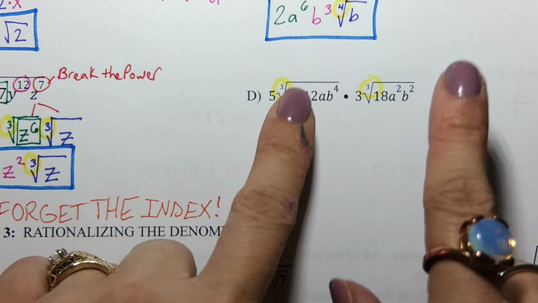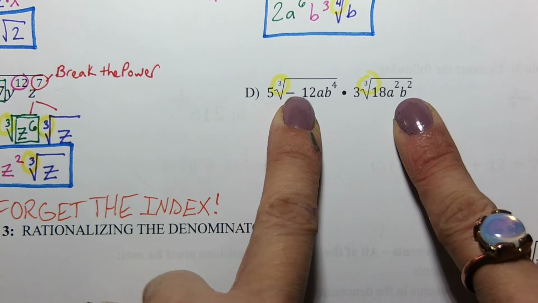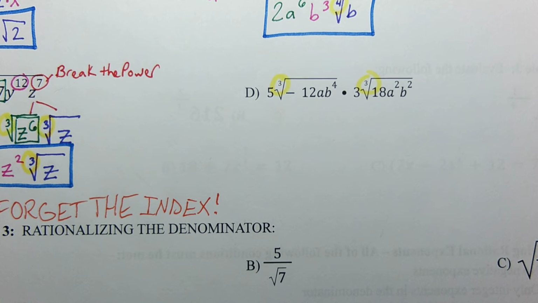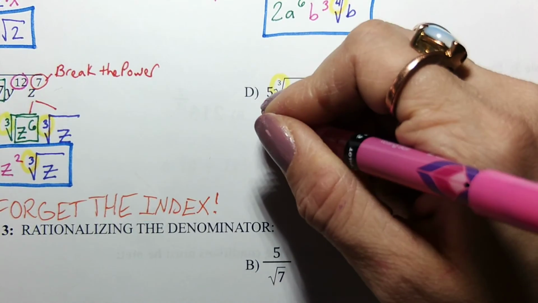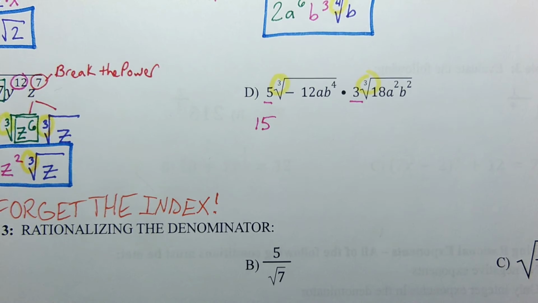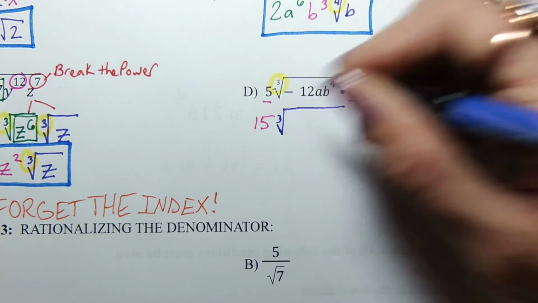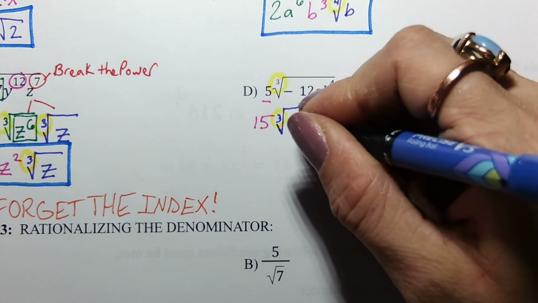When you are multiplying, sometimes it's best to wait to simplify at the end, because sometimes when you multiply, you create more perfect cubes, more perfect fourths, or different pairs of numbers that create perfect squares. So we're actually going to multiply first here, multiplying my coefficients together on the outside. 5 times 3 is 15. Then underneath the cube root, and I'm going to make sure I put that index there, negative 12 times 18 is negative 216.